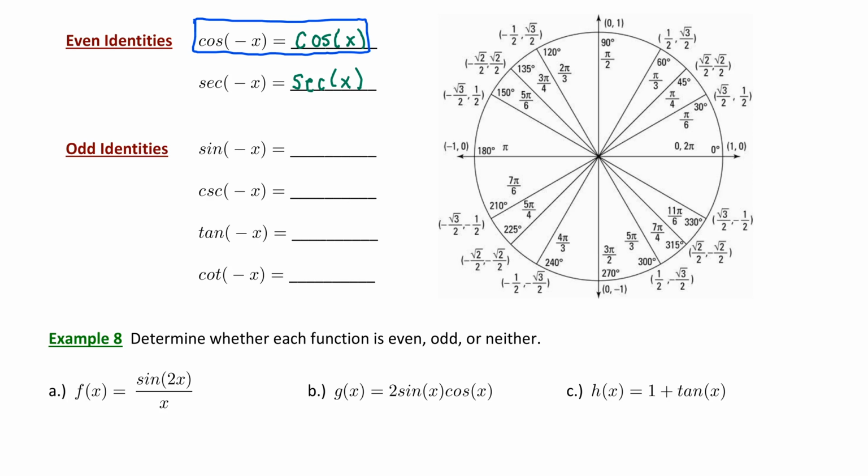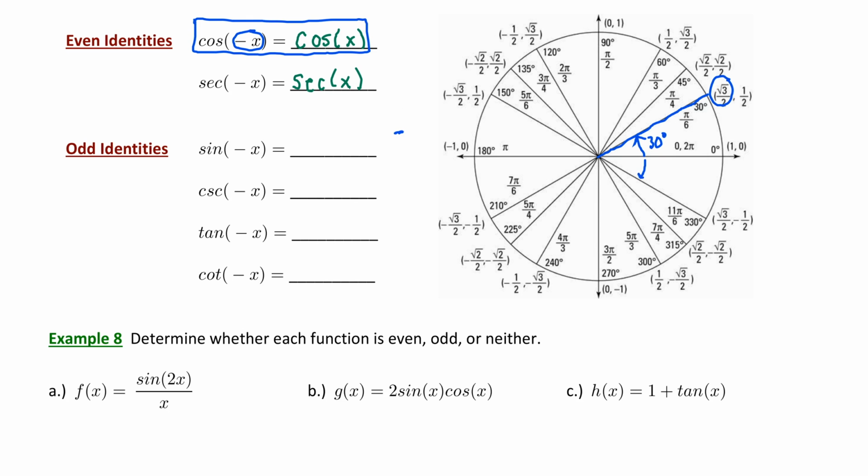And I'm just going to pick on a 30-degree angle, or pi over 6. Cosine of 30 degrees is positive square root of 3 over 2. So if I rotate in the positive direction to 30 degrees, I can obtain the cosine value by picking up the x-coordinate there. Now, let's change the sign of our argument.